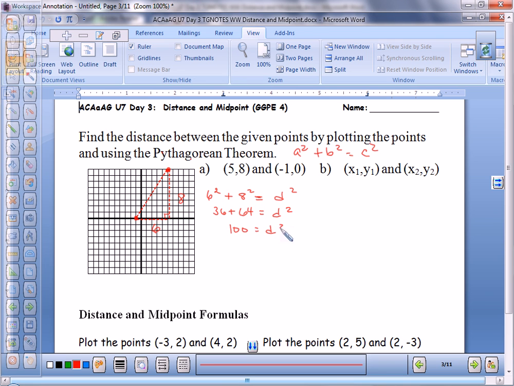Now we're taking the square root of both sides because that's how we undo a square. Now generally, when you take the square root, you get a positive and a negative number. But why do I only write the positive here? Because distance is positive. Thank you. So the distance between these 2 points is 10 units.